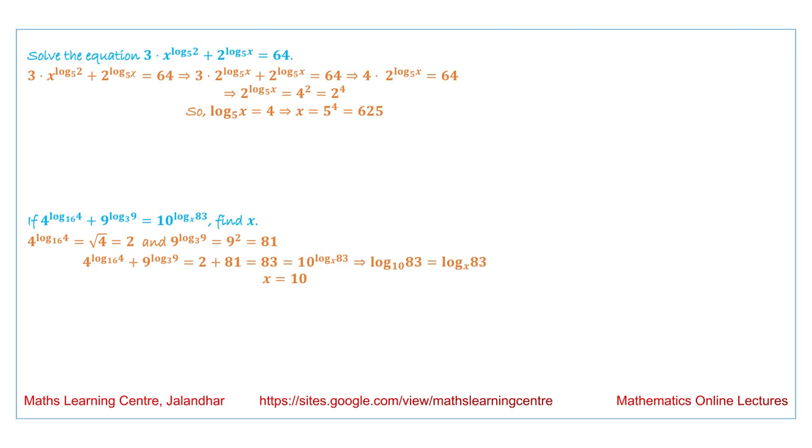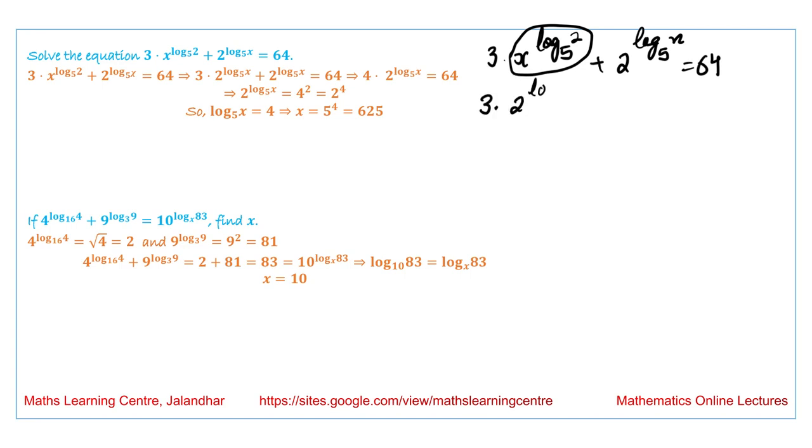Next we have certain problems based upon these properties we have studied. First, we have to solve this equation: 3 into x raised to the power log 2 to the base 5 plus 2 raised to the power log x to the base 5 is equal to 64. This term we can write as 3 into 2 raised to the power log x base 5, plus 2 raised to the power log x base 5 is equal to 64.